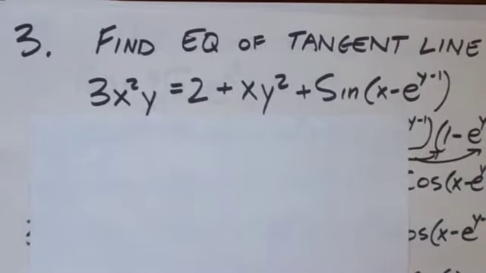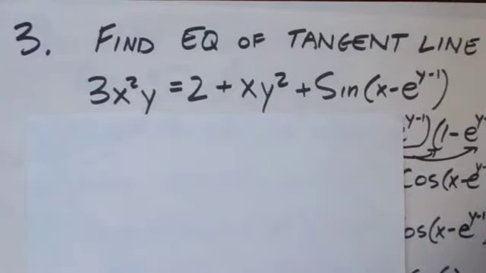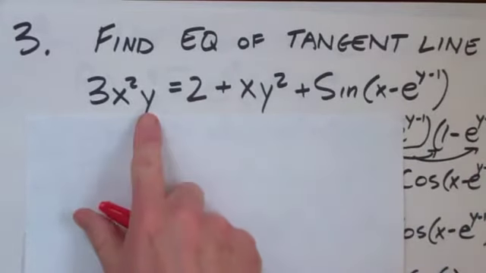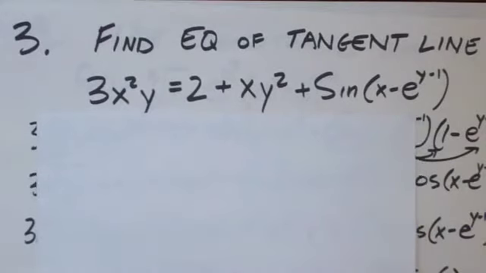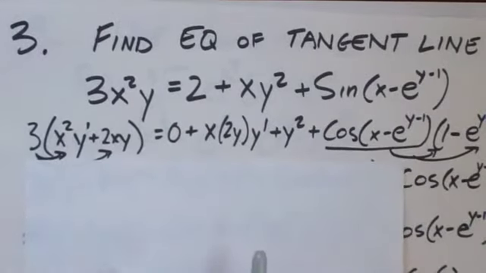Okay, on to the second half. We are going to find the equation of a line that's tangent to this crazy thing at this particular point. So again, it's implicit. That's what this section's all about. We take the derivative of both sides. This is tedious on the test.